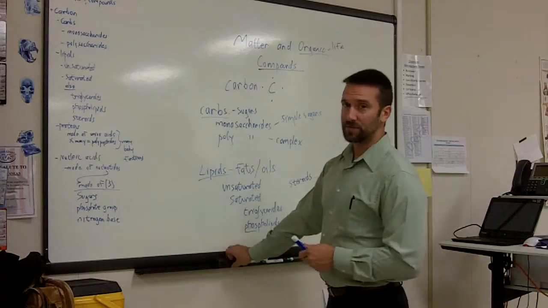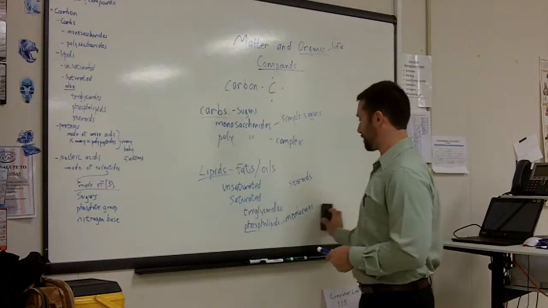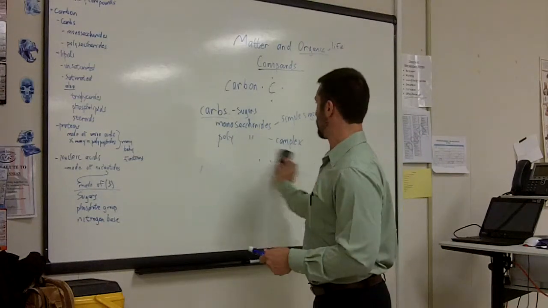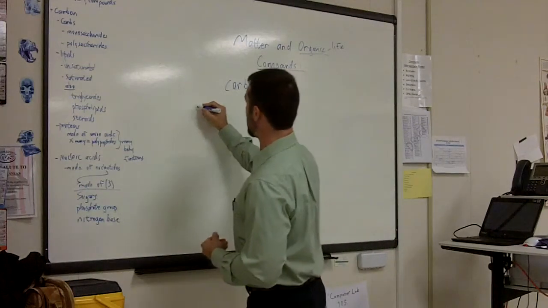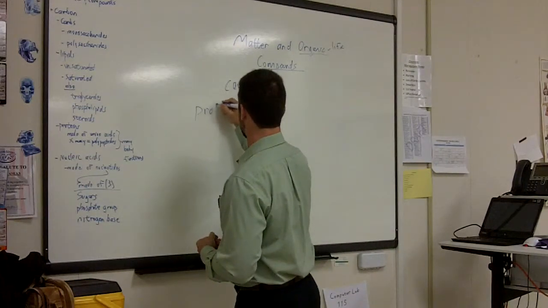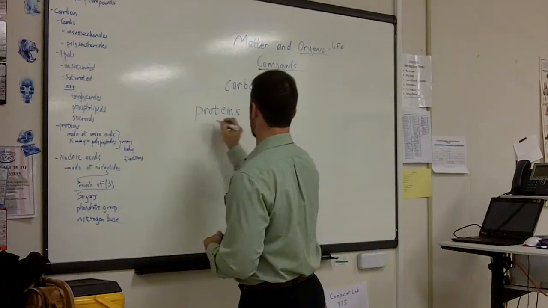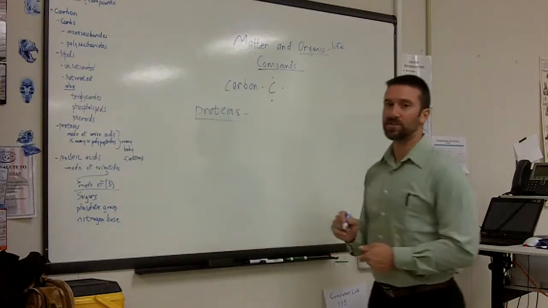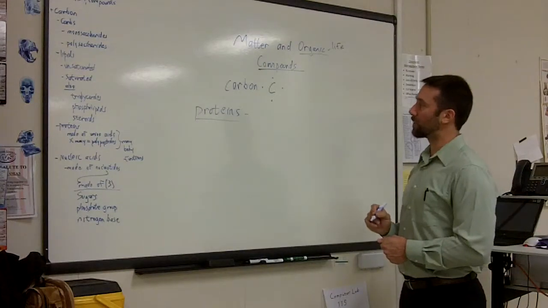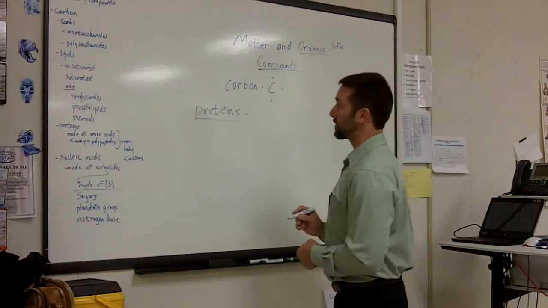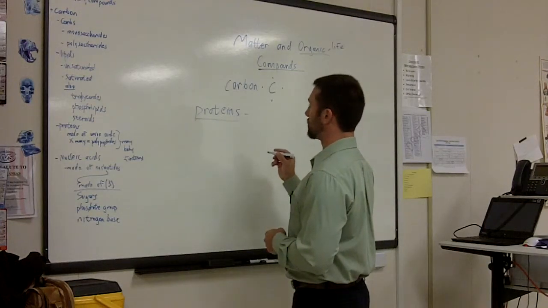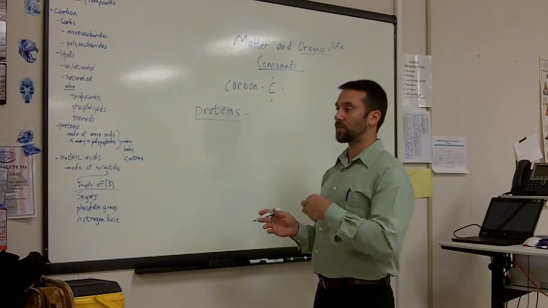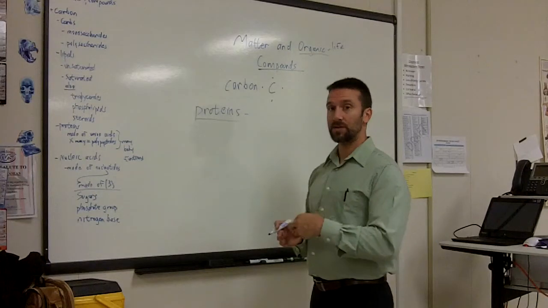So carbs and lipids, I'm going to erase this, make a little bit of room. In addition to those, you have proteins. This is the third carbon-based molecule, important organic molecule. Proteins are important. Obviously, they make up muscles. They make up a number of structures in the body, and they do a lot of things. A lot of different activities in the body are related to proteins.